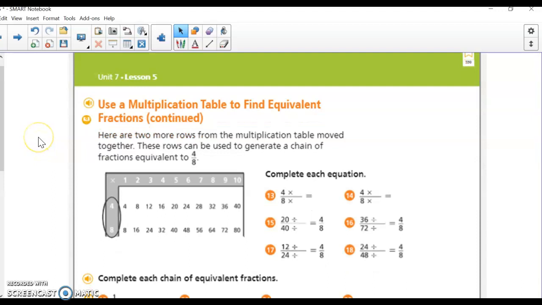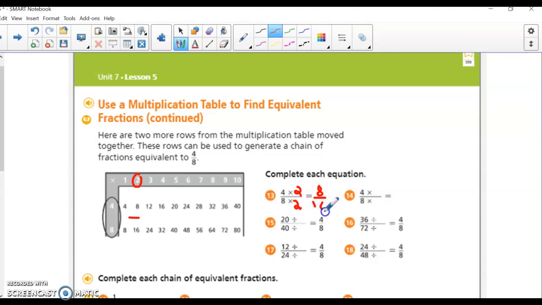This is how we use the table for multiplication last week, and you can use it again if you'd like. Here are 2 more rows from the multiplication table moved together. These rows can be used to generate a chain of fractions equivalent to 4/8. Well, we see 4/8 is going to be the same as, if I multiply each of those by 2, my new fraction becomes 8/16. So in this box, I would write 2 and 2, and that's going to equal 8/16. Okay?